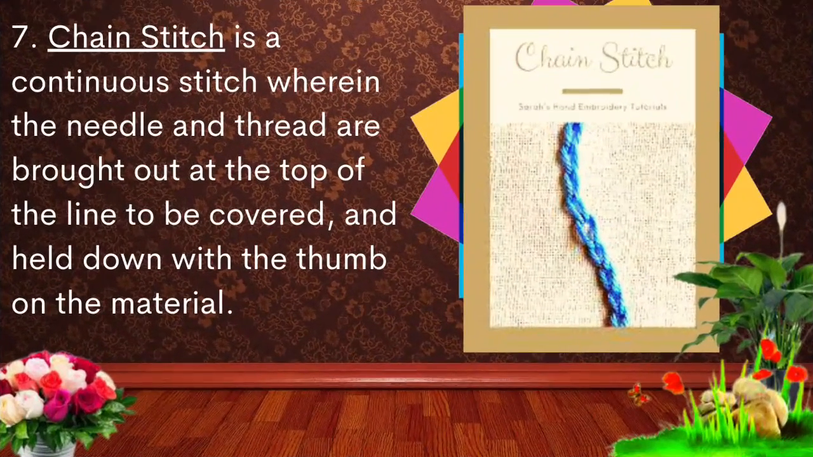Number 7 is chain stitch. It is a continuous stitch wherein the needle and thread are brought out at the top of the line to be covered and held down with a thumb on the material.